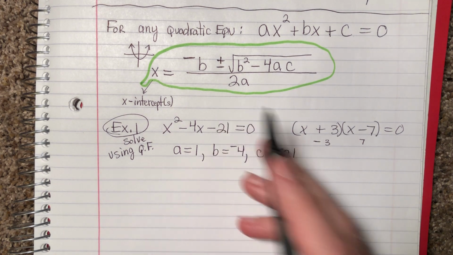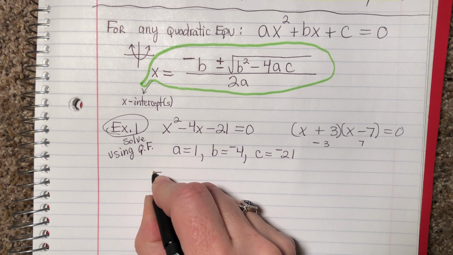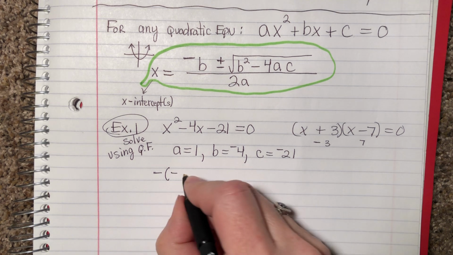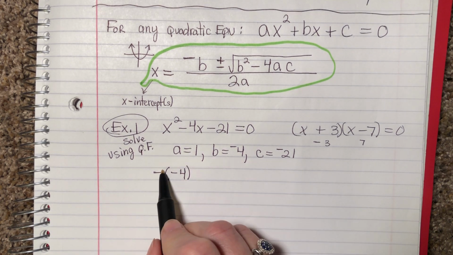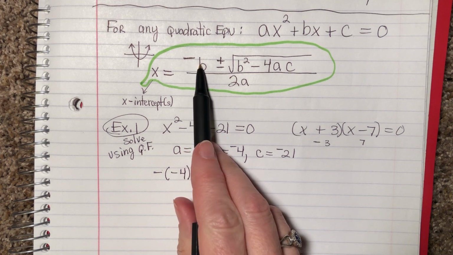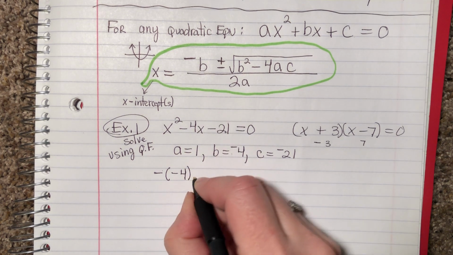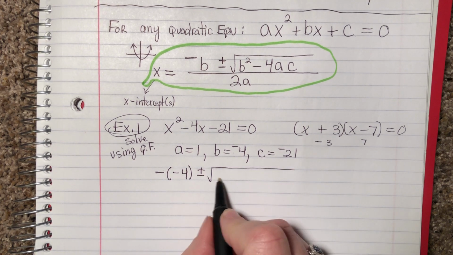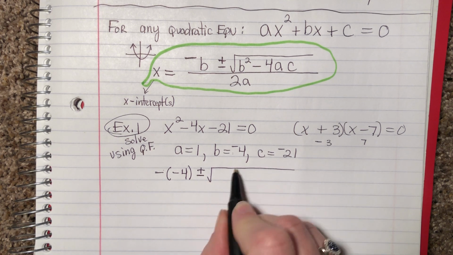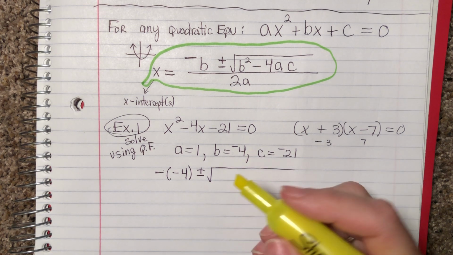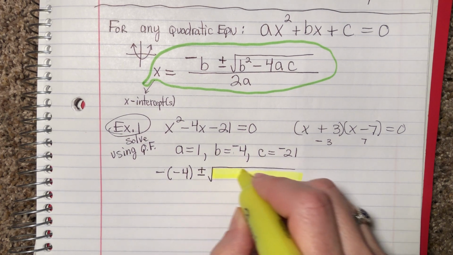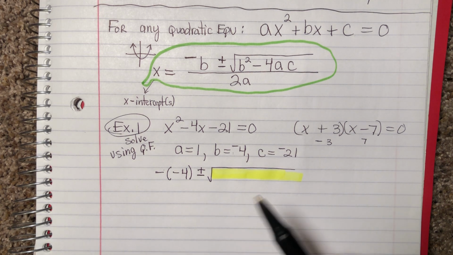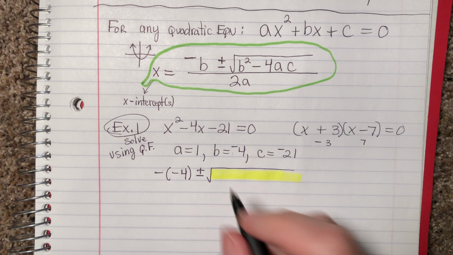Then all you have to do is plug them in. Negative, be careful here. Be careful at B. It's going to be a -4, right? Because there's a negative in the formula, and then B itself is negative. Plus, minus, the square root. The critical area is right in here, right in the square root. It's this value that's going to tell you how many solutions you have. But let's just go ahead and plug it in.